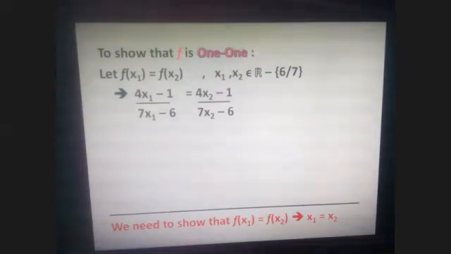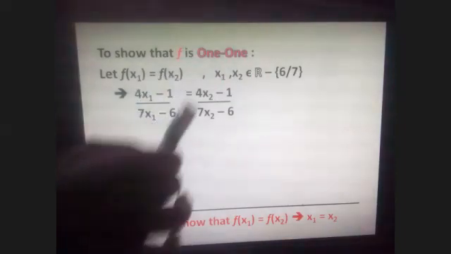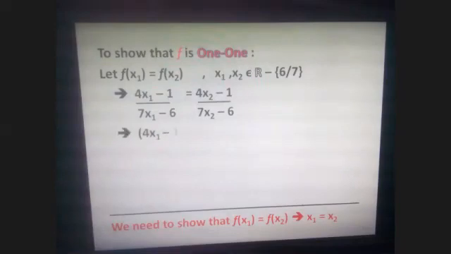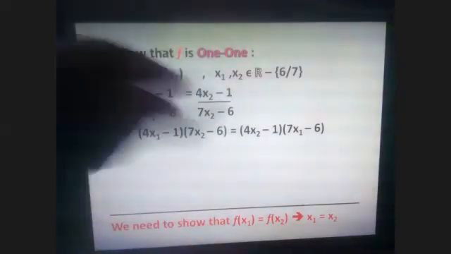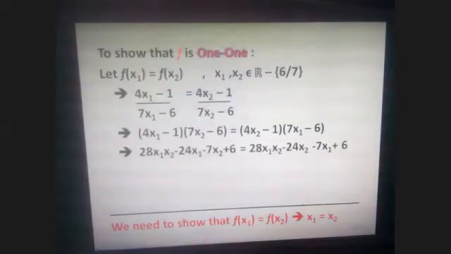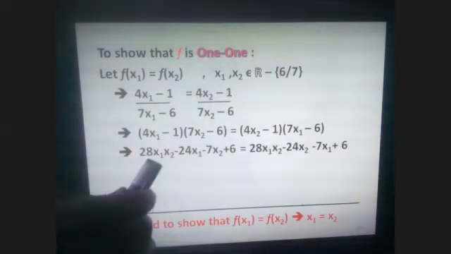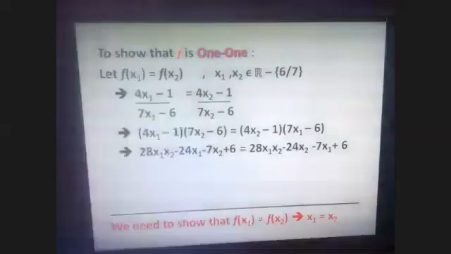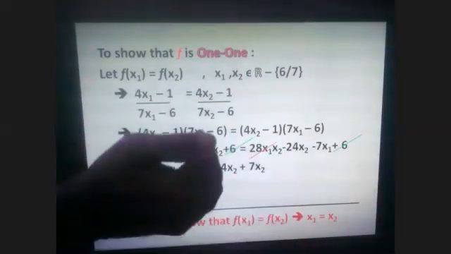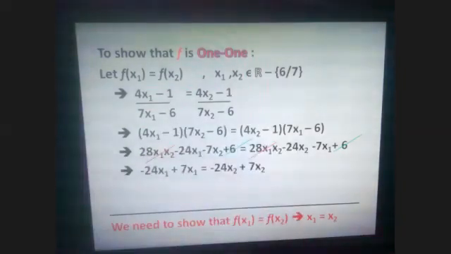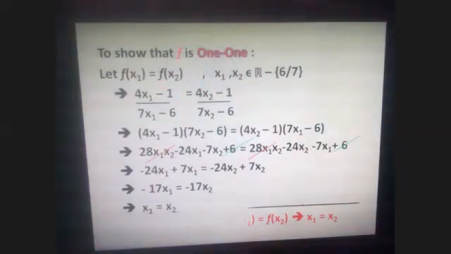f(x1) equal to f(x2) implies, well, what is f(x)? f(x) equals (4x minus 1)/(7x minus 6). So f(x1) is (4x1 minus 1)/(7x1 minus 6). Just simplify, cross multiply: (4x1 minus 1)(7x2 minus 6) equal to (4x2 minus 1)(7x1 minus 6). On simplifying, the 28x1x2 cancels and 6 cancels. After cancelling, you get minus 24x1 plus 7x1 equal to minus 24x2 plus 7x2. That implies minus 17x1 equal to minus 17x2, so we are done. It implies x1 equal to x2.